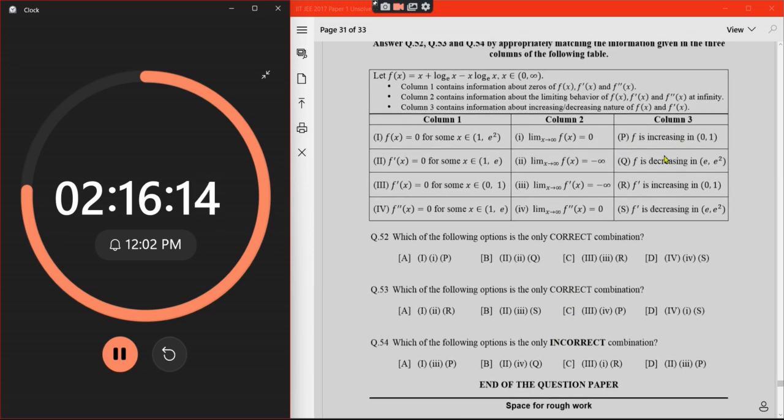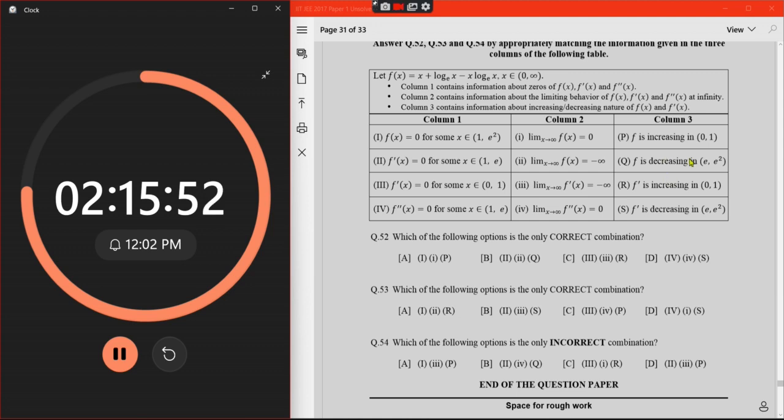About this guy, f is increasing 0 to 1. This f increasing 0 to 1. f dash is just this thing. So at 0 it's like infinity, so it's positive. And at 1 it's just 1 minus natural log. Okay, that's still positive. So throughout it was still positive. Yes, it is increasing. So P will be correct.